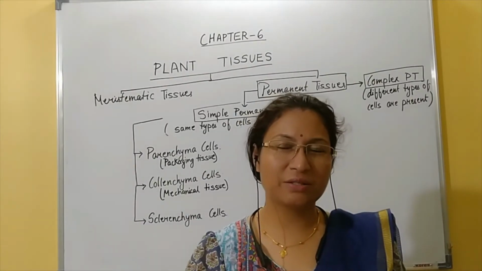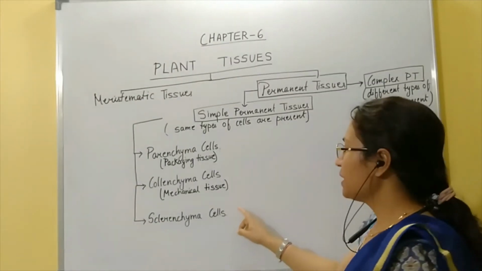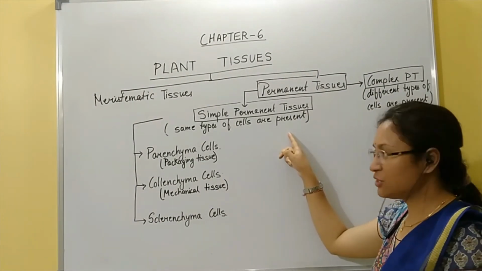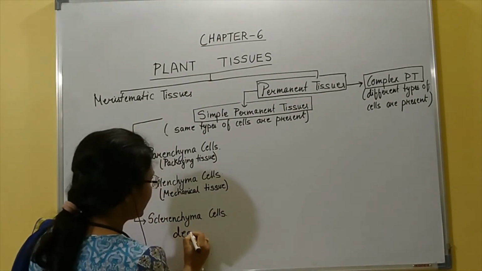So greetings students. Now our next topic is the sclerenchyma cells. The sclerenchyma cells are a part of the simple permanent tissue, and the sclerenchyma cells are all dead cells.